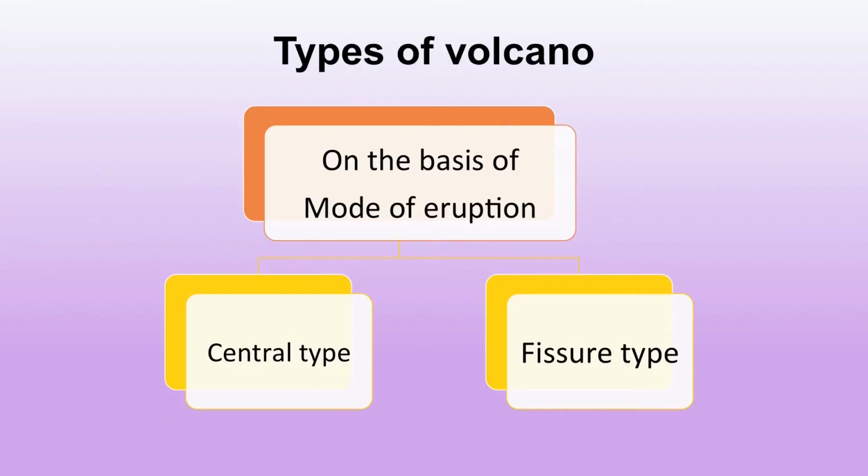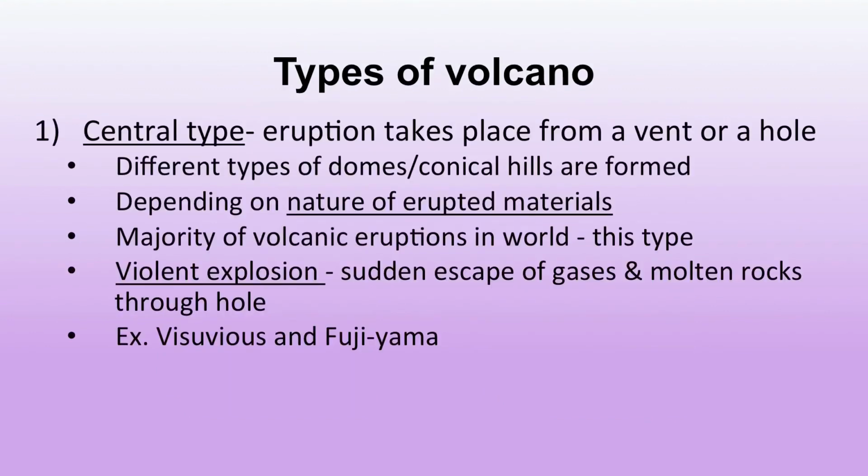Now the second type is on the basis of mode of occurrence. According to this mode of occurrence, there is central type and the second is fissure type. In central type of volcano, eruption takes place from a vent or a hole. Different types of domes, conical hills etc. are formed depending on the nature of erupted material.